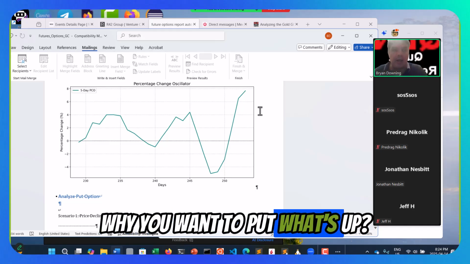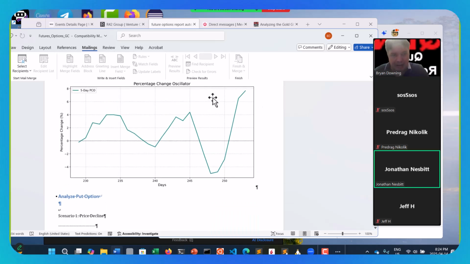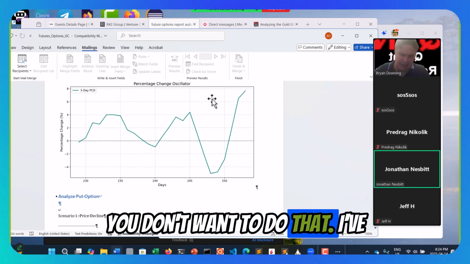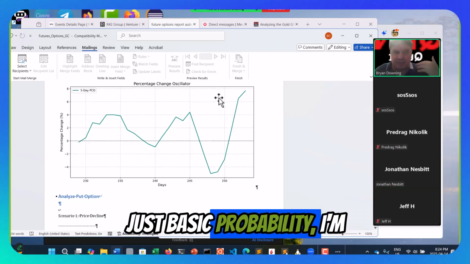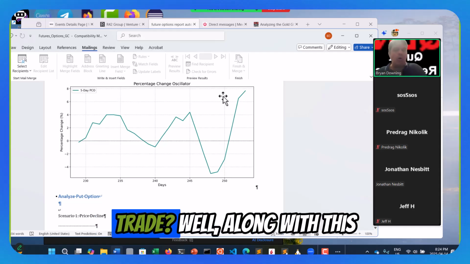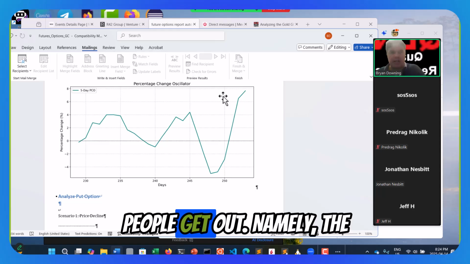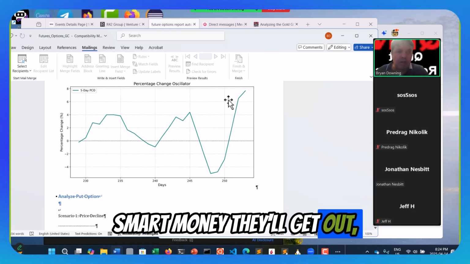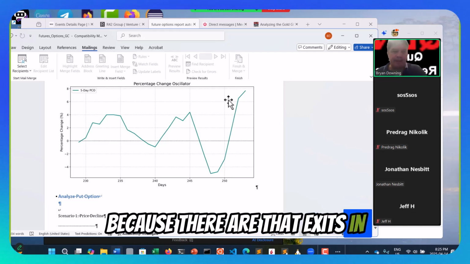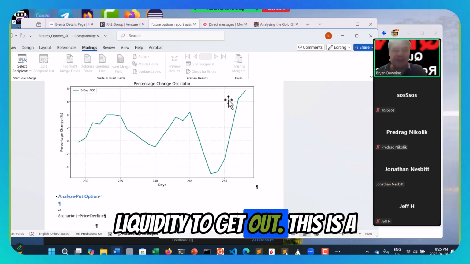We've all done it. We've all done the chase, the late chase entry at the top. You don't want to do that. I've done that for years. What you're dealing with is just basic probability, saying, well, how long will this trade keep moving up? And as more and more people get out, namely the smart money, they'll get out because of the volume of trades coming in. That's their liquidity to get out.